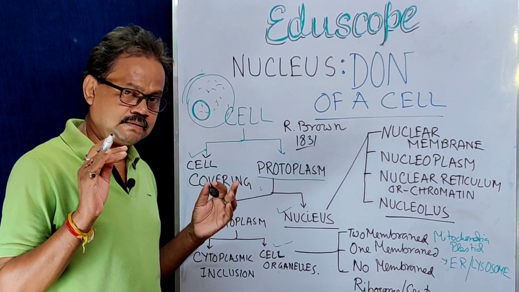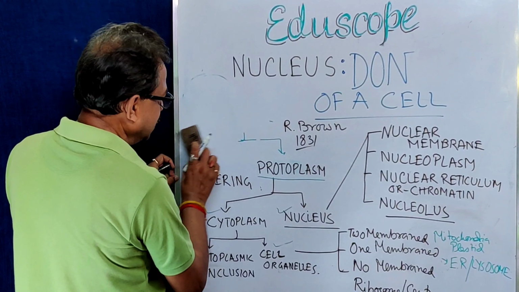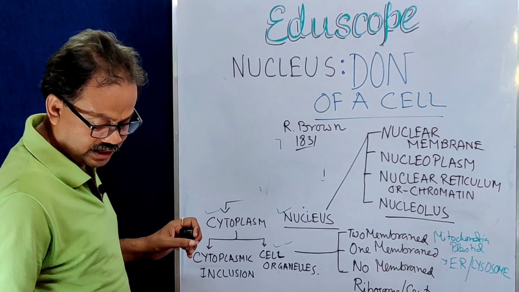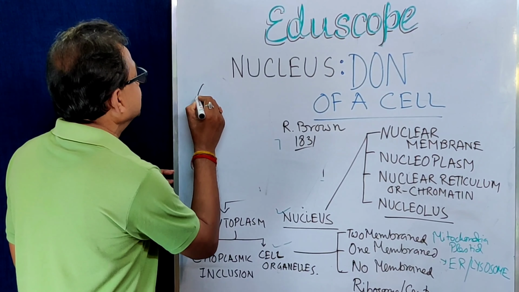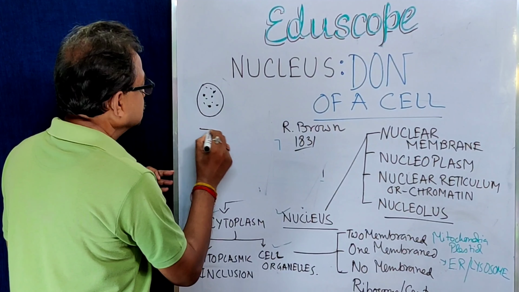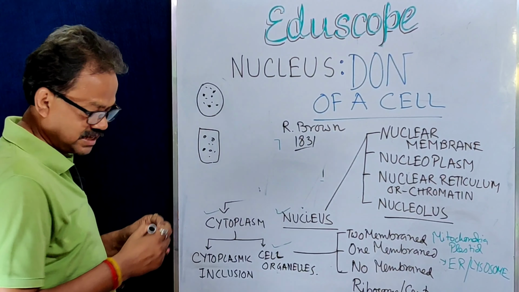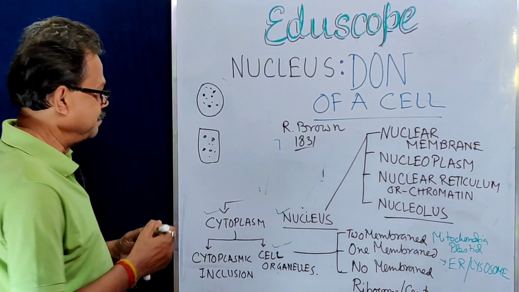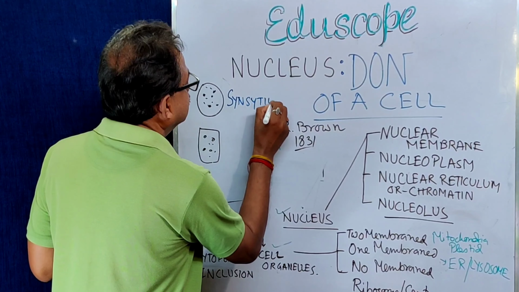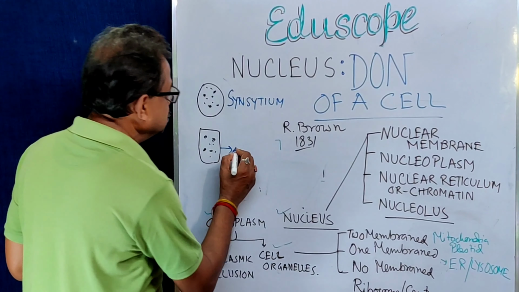This nucleus is the main part of the cell, as I told you, and generally one cell contains one nucleus. But sometimes one animal cell contains many nuclei. Sometimes plant cells have many nuclei. When an animal cell has many nuclei, it is called syncytium. And when a plant cell has many nuclei, it is called coenocyte.